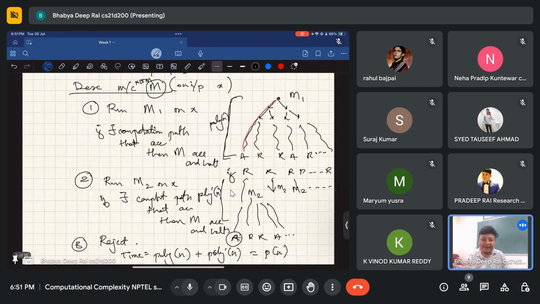Now just tell me what kind of modification I need to make for L1 intersection L2. If both machines accept, yes, exactly. If both machines accept, then the output of the bigger machine M is yes.